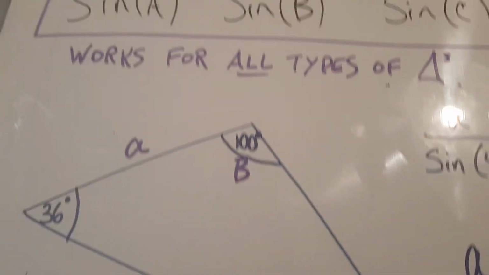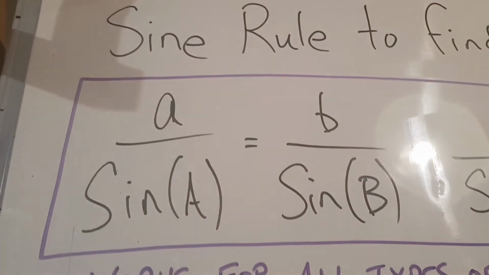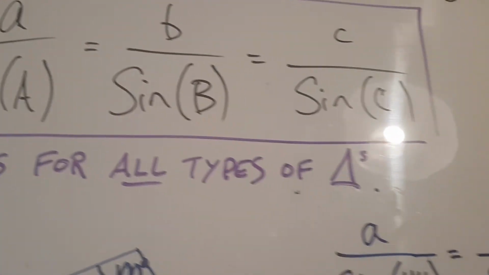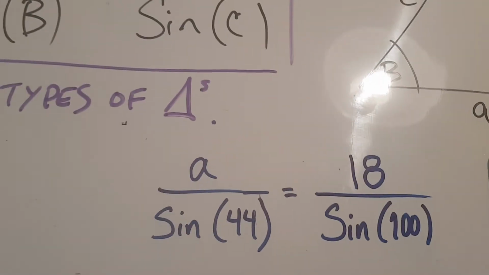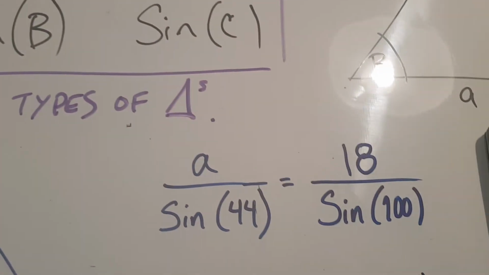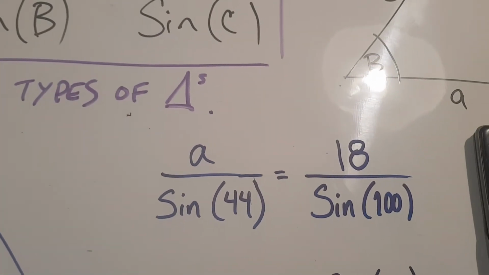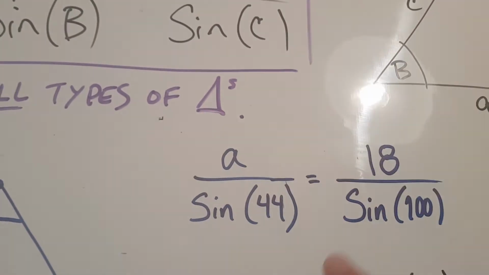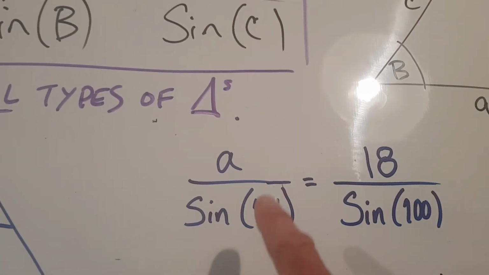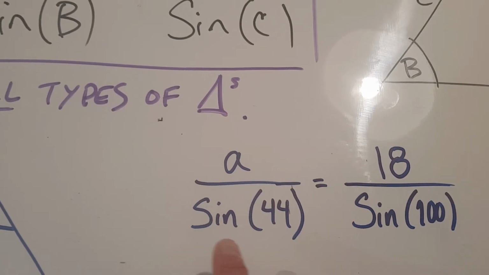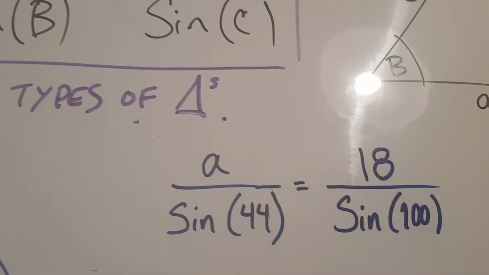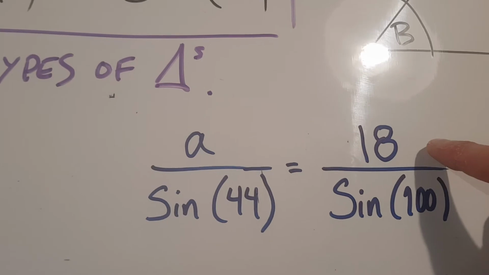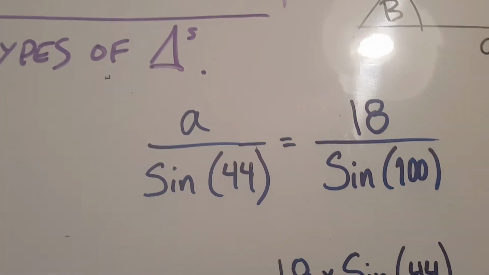So we substitute into the formula. Little a is our unknown, and please always put your unknown in the top of the first fraction. It's going to make solving much easier. So we've got length A divided by the sine of angle A is going to be equal to B divided by the sine of angle B.